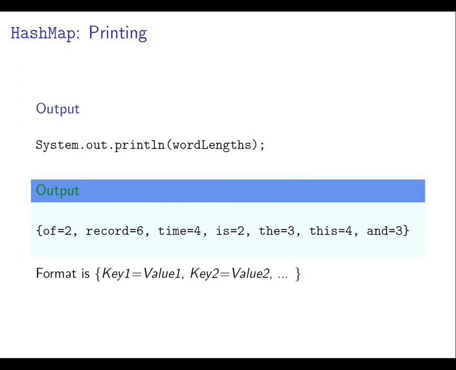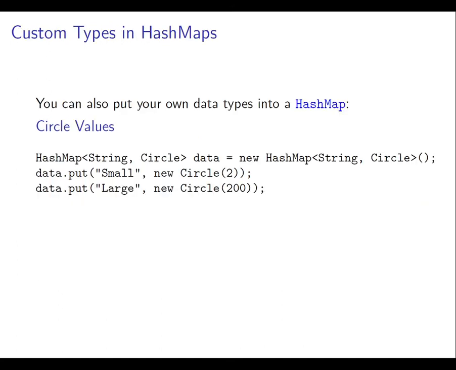We can send the overloaded println message the argument which is a hash map in this case, and as per usual it will do something sensible thanks to the wonders of the Java JDK, and in this case something sensible is to print it out in that format using curly brackets, key 1 equals value 1 and so on. You can of course also put your own data types into a hash map. You're starting to see how this goes now, I hope. So we can, for example, have a hash map of size descriptions and circle objects, and that works just as you would expect.